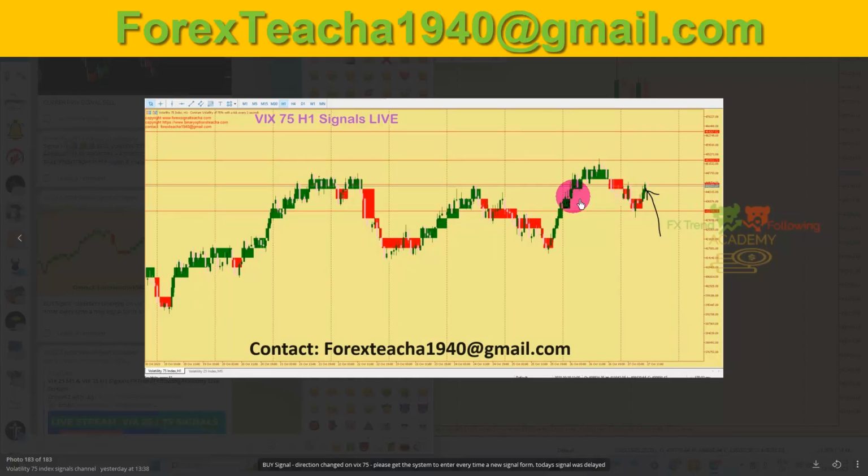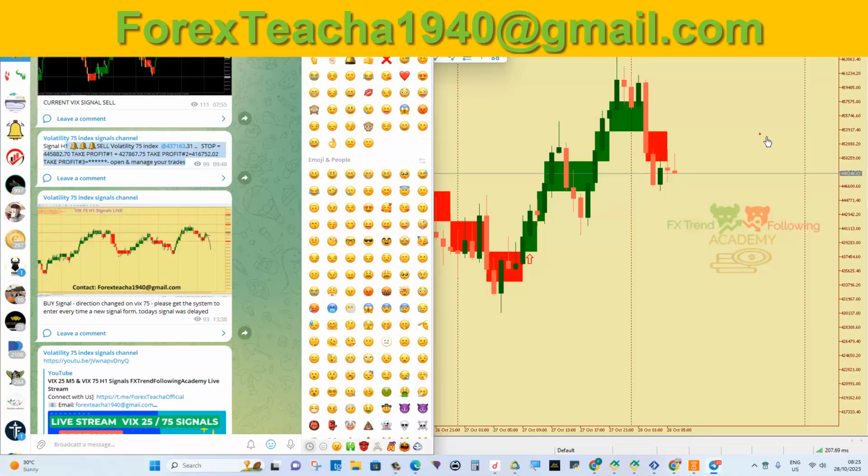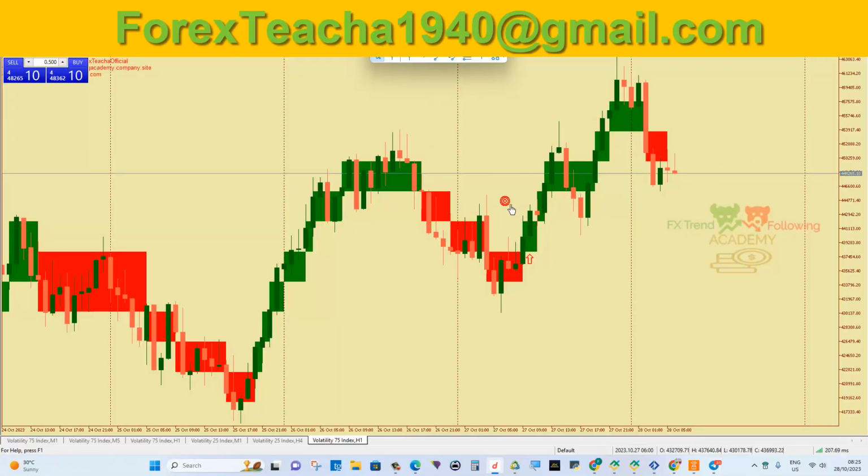This is the same chart. If you check, this is Volatility 75 index right here. This was the buy signal. I said you should put your buy right here, and this was our stop loss. This was our take profit number 1 right here, and then this was take profit number 2 up here. I want to go to the charts and show you. So this is the buy signal.